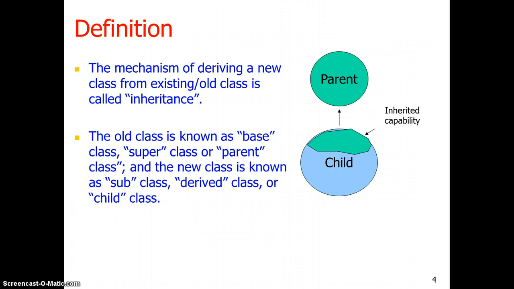The old class is normally called a base class or superclass, or also called a parent class. And the new class which is derived is also called a subclass, derived class or child class. That is, we have a base class called a parent class which has some properties, and that can be inherited by a child class which contains all the properties of the base class or some properties of the base class, and that new class is called a child class.